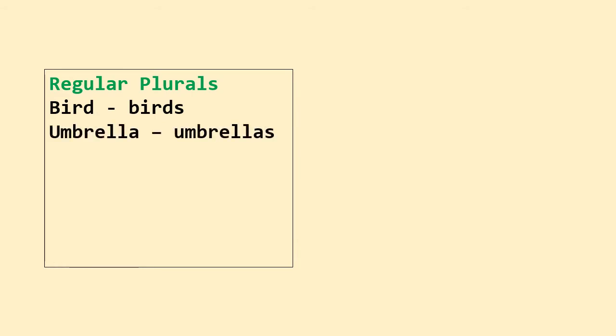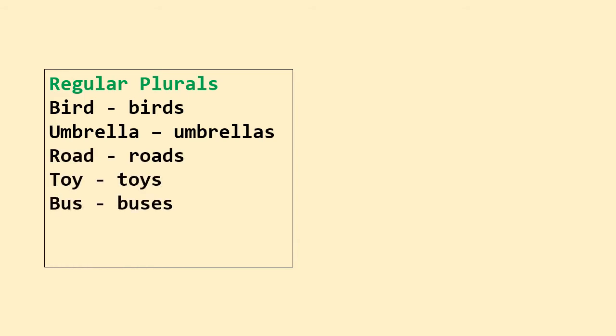Regular plurals. What are they? As I have already explained, when we add s or es to the singular nouns, we call them regular plurals. Let's see a few examples. First example is bird. It becomes birds. Umbrella, umbrellas. Road, roads. Toy, toys. Bus, buses. Wish, wishes, and brush, brushes. So all these examples come under the regular plurals.